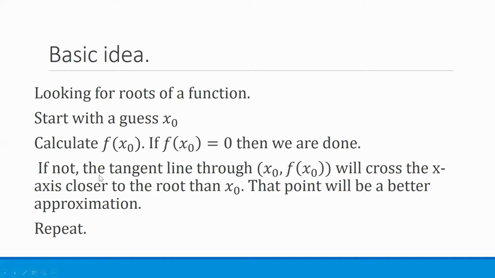If not, we can find the tangent line through the point x0, comma, f of x0. And that tangent line must cross the x-axis closer to the actual root than x0 does. And that point where the tangent line crosses the x-axis is going to be a better approximation than the x0. And you can repeat that process over and over and over until you get a really good approximation.